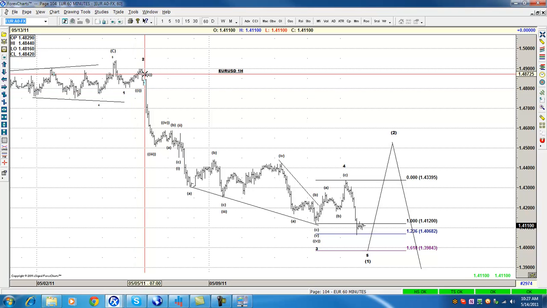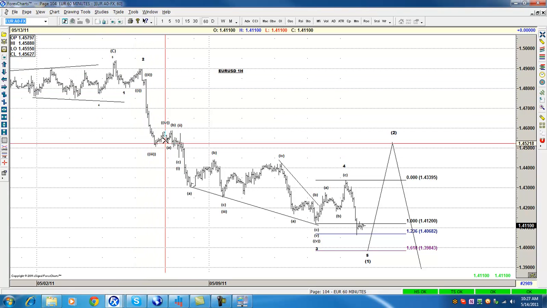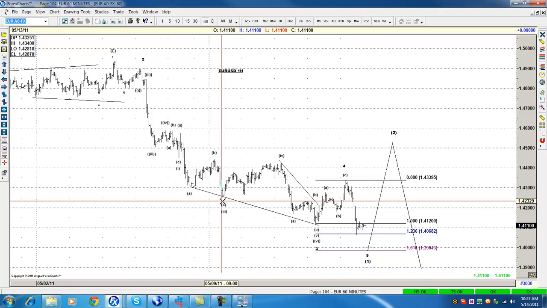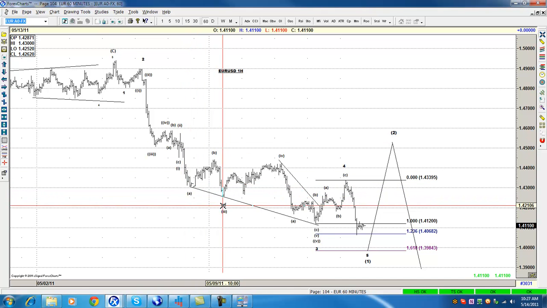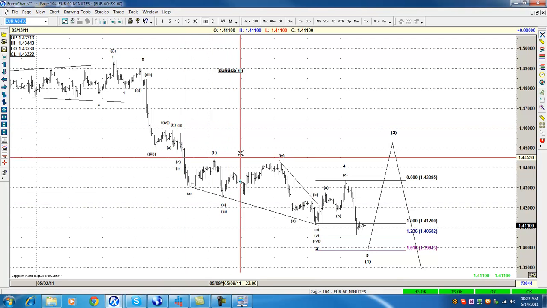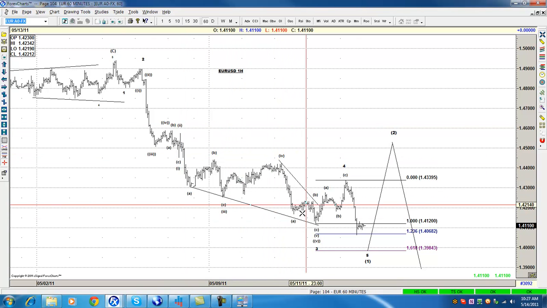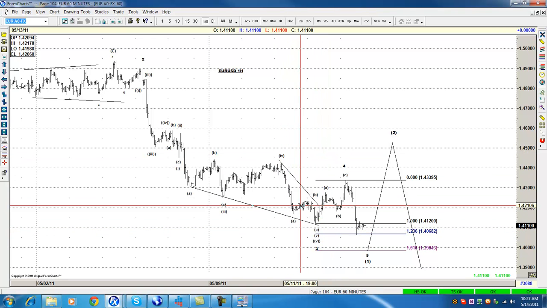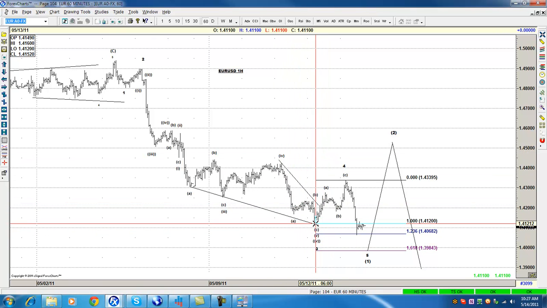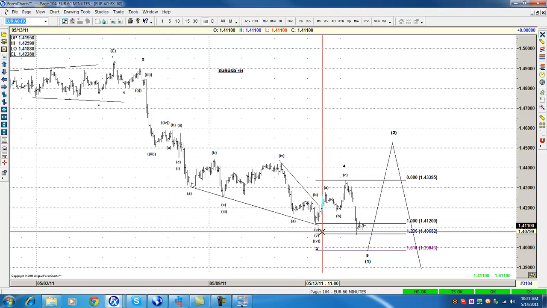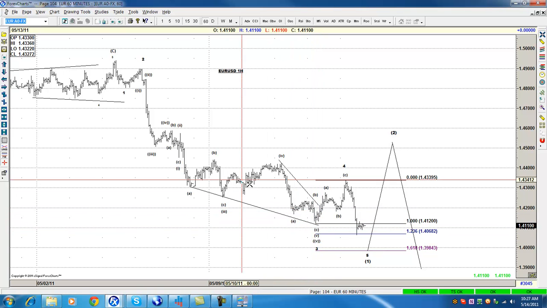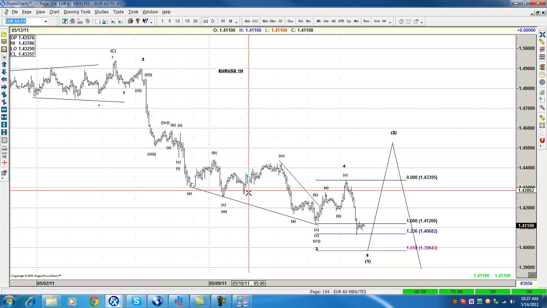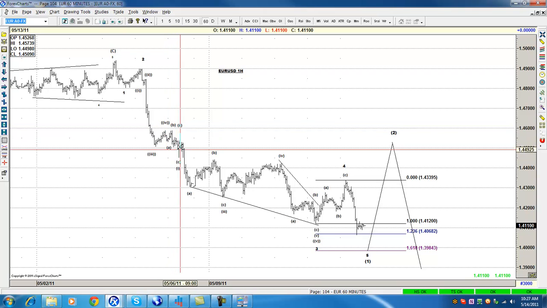1 2 1 2 3 4, ABC 1, ABC 2, I'm sorry, 3, this is 2, ABC 4, ABC C. This one looks like a 3-way in some degree. Remember we were expecting more to the downside, that never happened. This looks like a 5, a 3, and a 5. This is a clear 3, and that here is questionable.